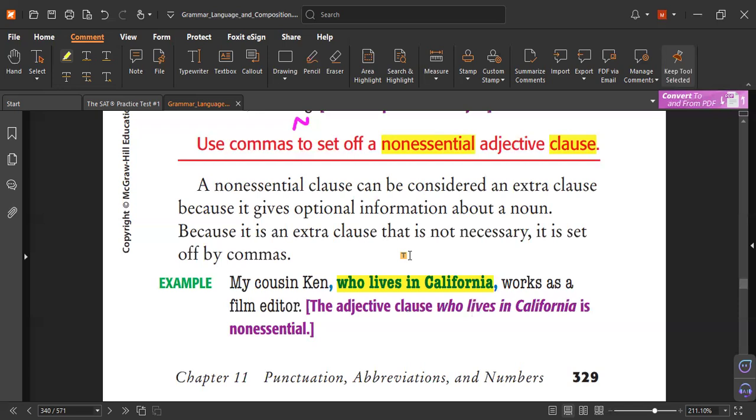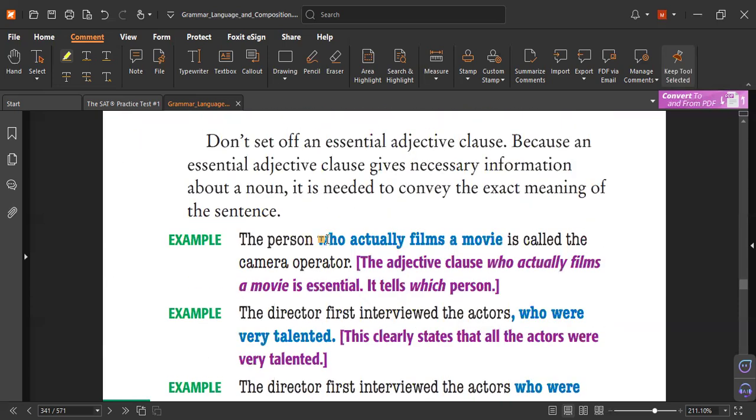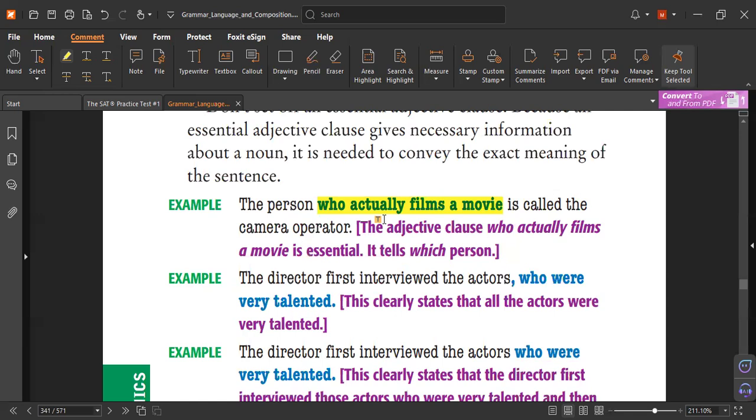We will give you an answer with two commas and another one without. Both of them are correct, but it checks: does it affect the meaning or not? If it affects, no commas. That's why. And here is the same again. Clause again. The person is called the camera operator. Which person? Any person? Or who actually filmed the movie? Not any person.